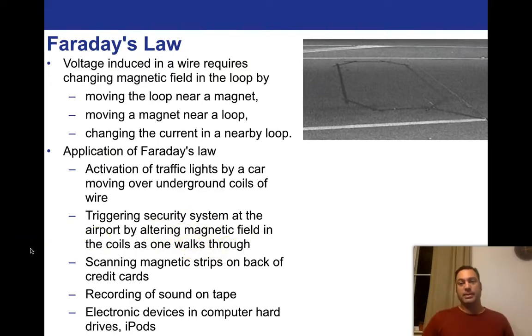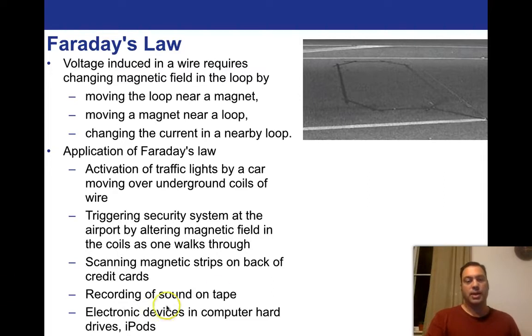Another example is triggering a security system at the airport by altering the magnetic field in the coils as one walks through. You have biomagnetism. As you walk through a stall, you have the ability to actually induce a current that can be read by a computer or by a scanner. Scanning magnetic strips on the back of credit cards, right? Those work because you have to slide your card. It doesn't work too well if you just put the card down. The card has to be swiped, and it's the swiping of the card that allows the magnetic strip to be read. You need to have motion. It has to be a changing magnetic field.